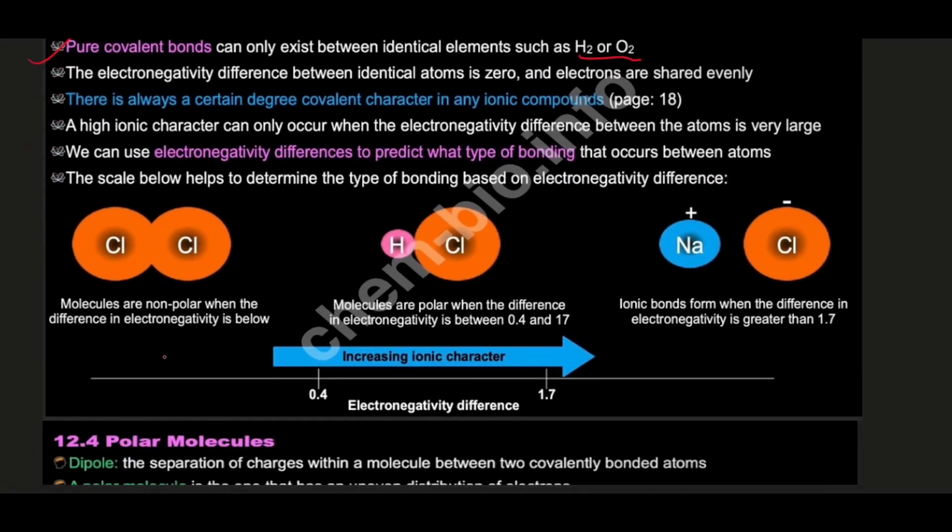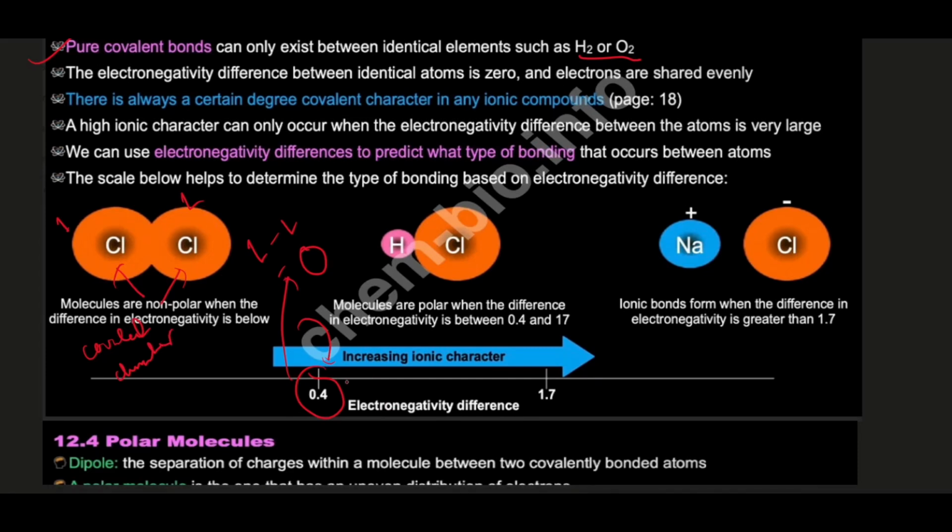So if you check out down here, how can you use the electronegativity difference to predict the type of bonding? This is very important. If both of the atoms are identical, let's say this is 1 and that is 1, what is the electronegativity difference? 1 minus 1 is 0. So when the electronegativity difference is below 0.4, which is 0 obviously, we can say that the covalent character is higher in this particular molecule.